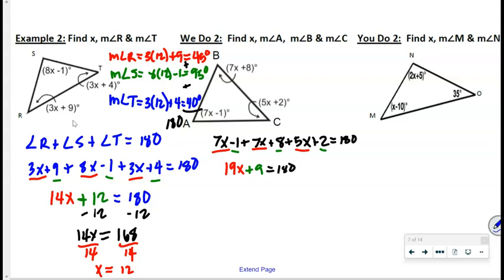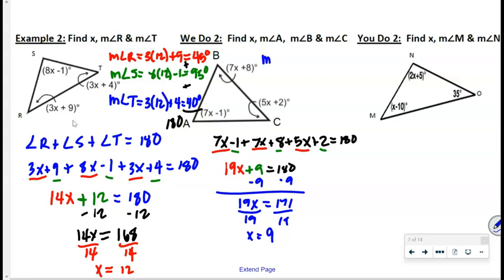So we are going to subtract the 9 from both sides. So this is now going to be 19x equals 171. Divide both sides by the 19. So x equals 9. Okay? So now we are going to plug in the 9 to find all the different angles.